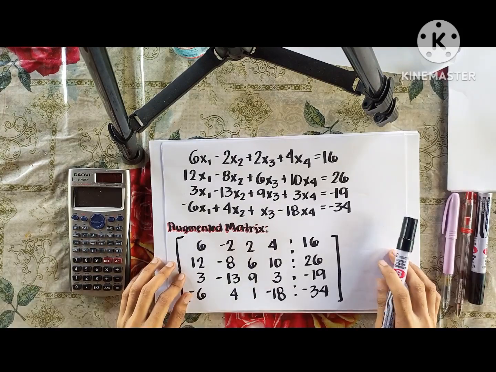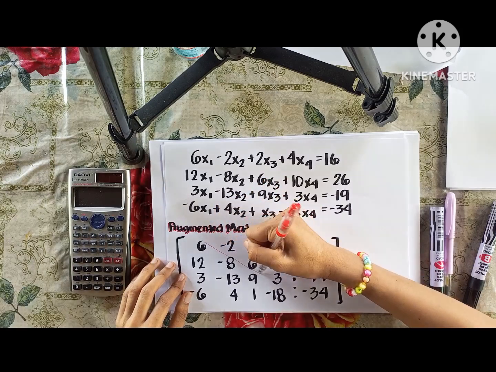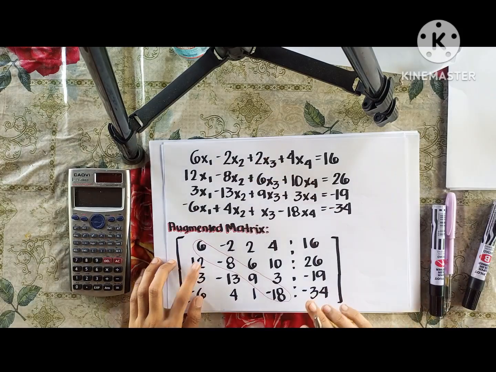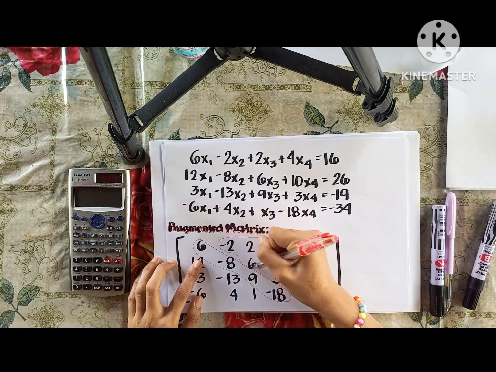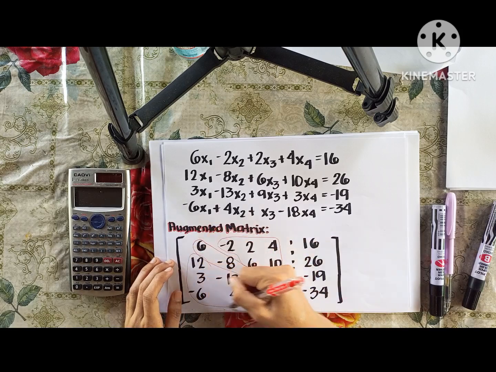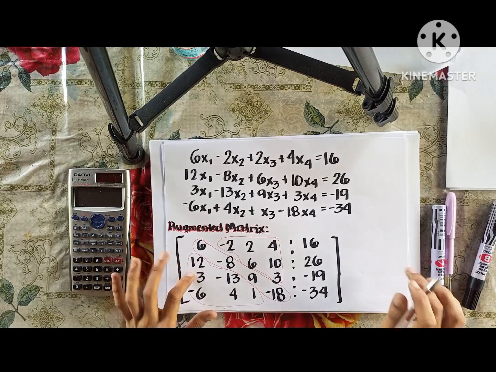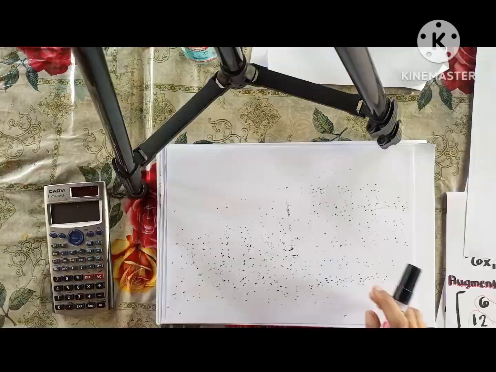So from this, all we need to do is to make this diagonal equal to 1, and the remaining entries equal to 0. In that form, it should be in reduced row echelon form.